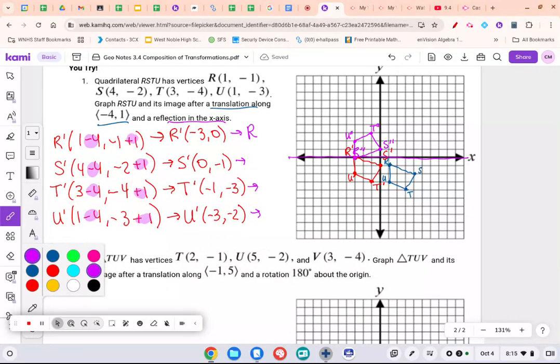I do need to write these out. Reminder, double prime just means it's your second thing, so our points are -3, 0, 0, 1, -1, 3, -3, 2.